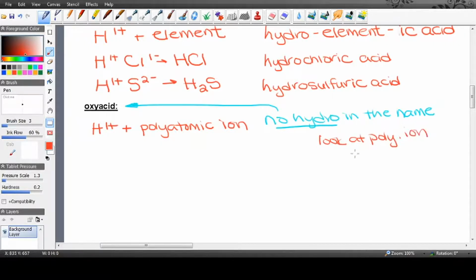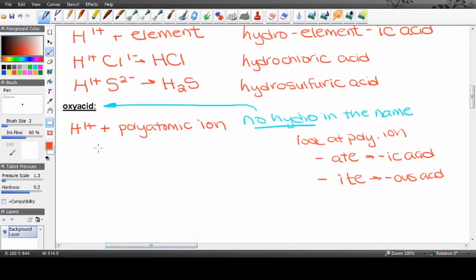If the polyatomic ion name ends in ate, you're going to change the acid ending to ic acid, just like we did up above. If the polyatomic ion ends in ite, you're going to change its ending to ous acid. So let's give this a go.